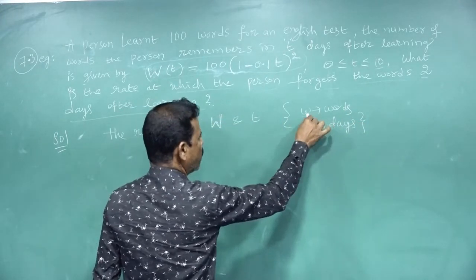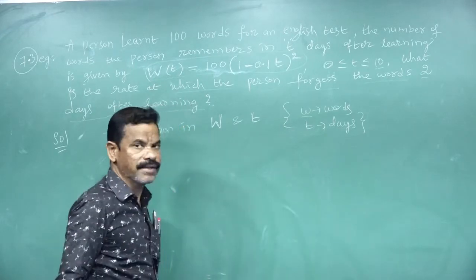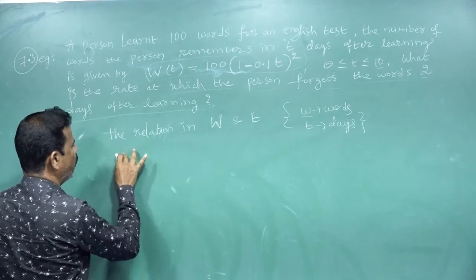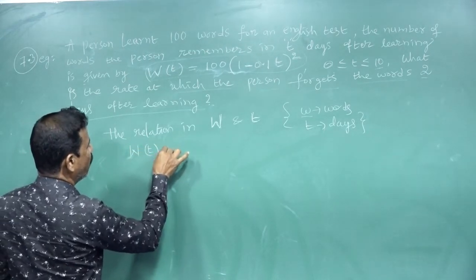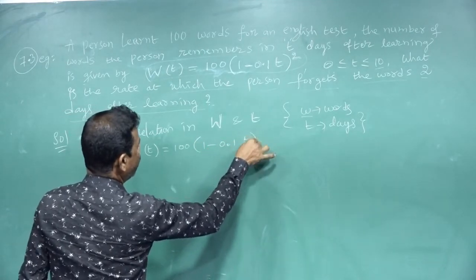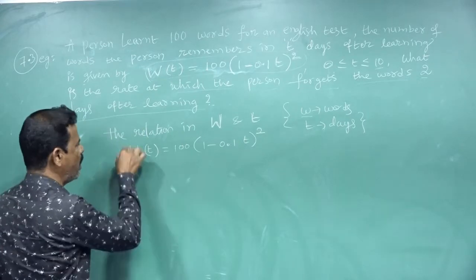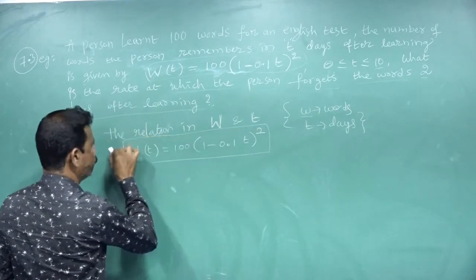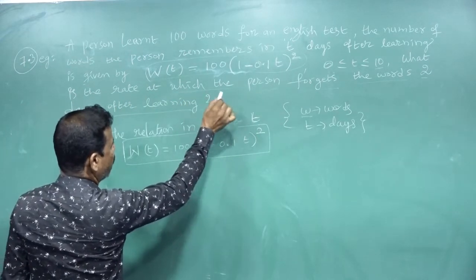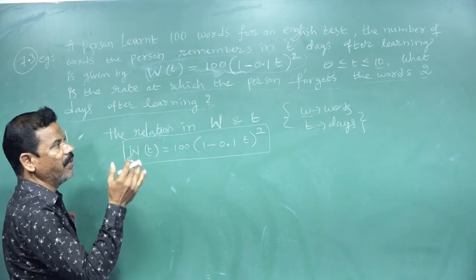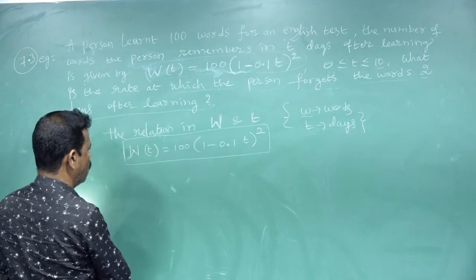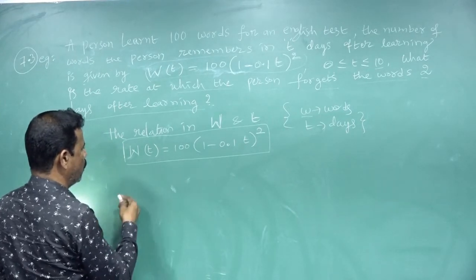W denotes the words, t denotes the days. So that relation is the function W of t is equal to 100 multiplied by (1 minus 0.1t) whole square. This is the real function. Next, what is the rate at which the person forgets? How many words are forgotten after 2 days?